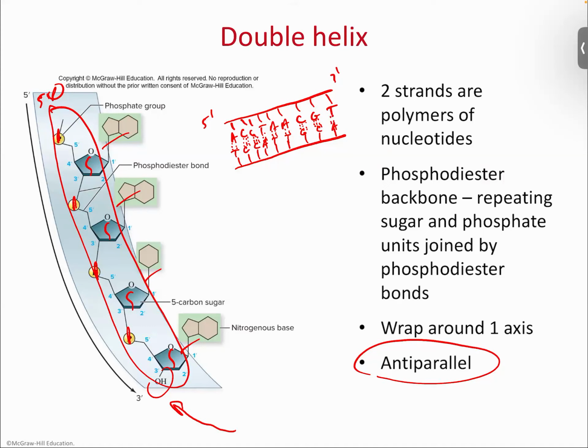Now, what's the complement to 5 prime? Three prime. Notice the anti-parallel. One's going this direction, the other one's going in this direction. That's anti-parallel.